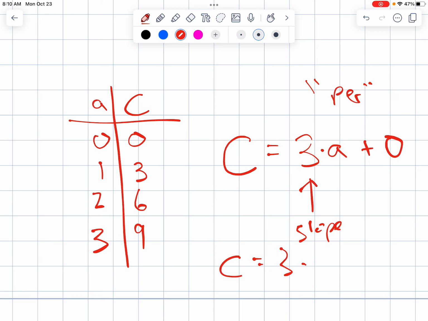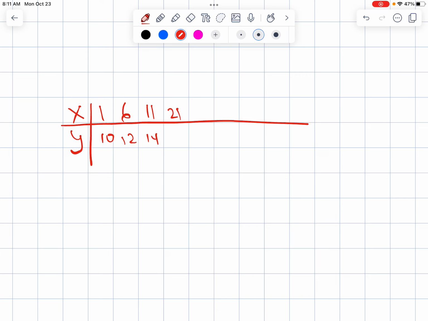Okay, let's go on and do a different type of question. We're going to talk about a few types of questions having to do with slope. So let's do this one. Let's do x and y, and let me throw in this little table here. We'll do 1, 6, 11, 21, and let's do 10, 12, 14, 18. Okay, and so the question is find the slope.